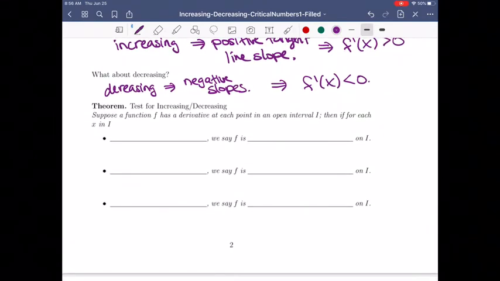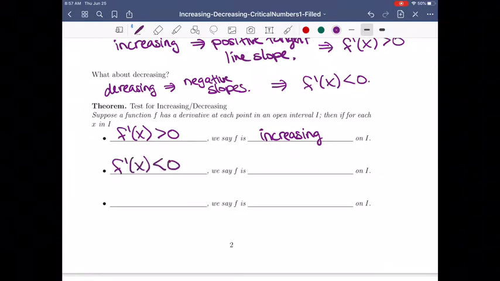So, suppose a function has a derivative at each point in an interval I. Then if the derivative for each x is positive for every x in the interval I, we say that f is increasing on I. If the derivative is always negative, then we say that the function is decreasing on our interval.